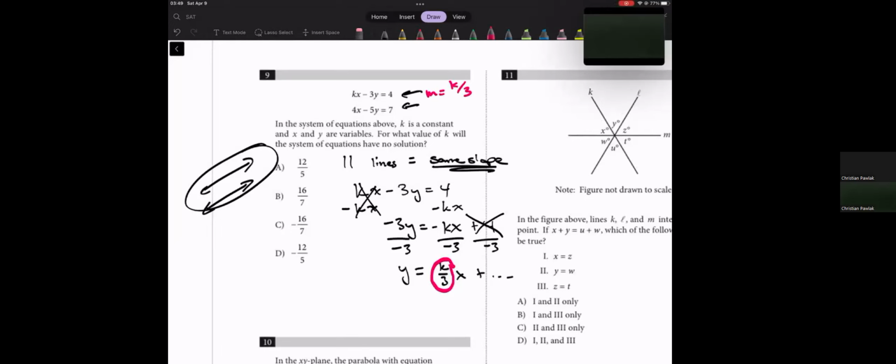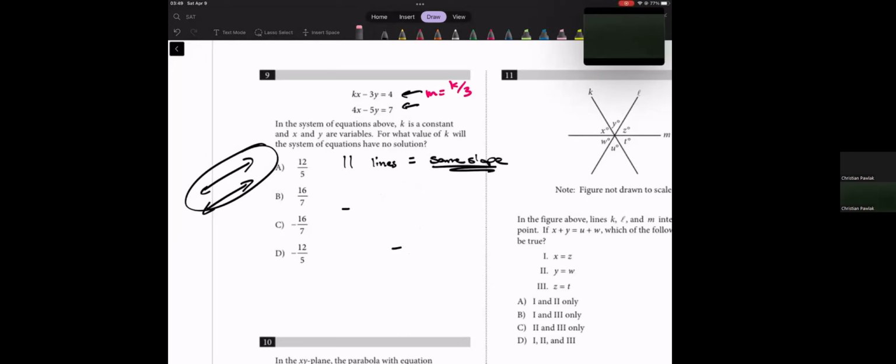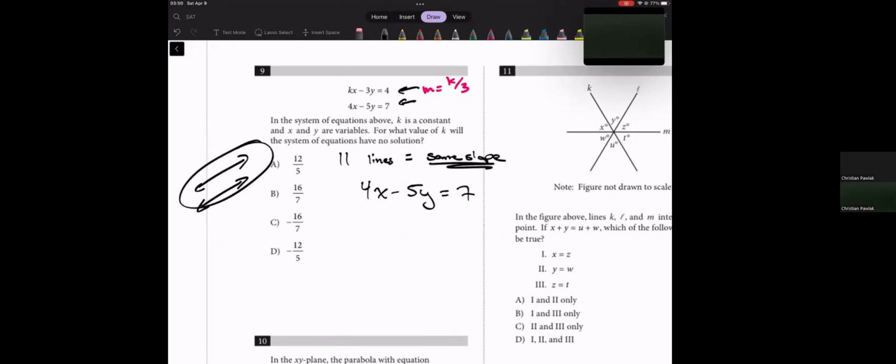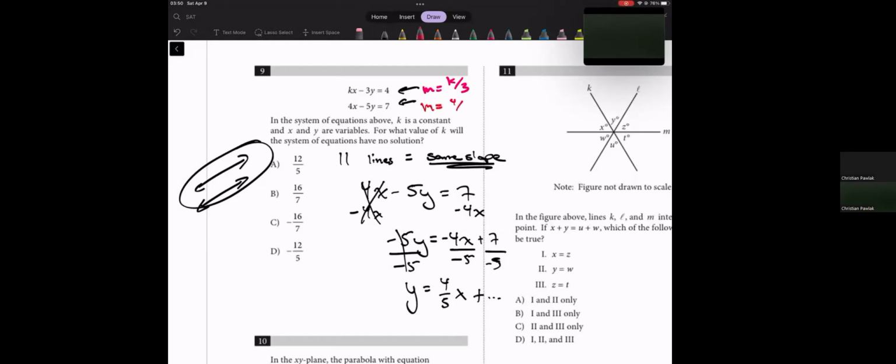Okay, now I'm going to find the slope of the second line. So let me get rid of this work. The second line is 4x minus 5y equals 7. In order to solve for y, I have to subtract 4x. Negative 5y equals negative 4x plus 7. Divide by negative 5, and I get y is equal to 4/5 x plus a number. And again, I don't care about that number because only the slope matters, which is 4/5. So the slope here is 4/5.